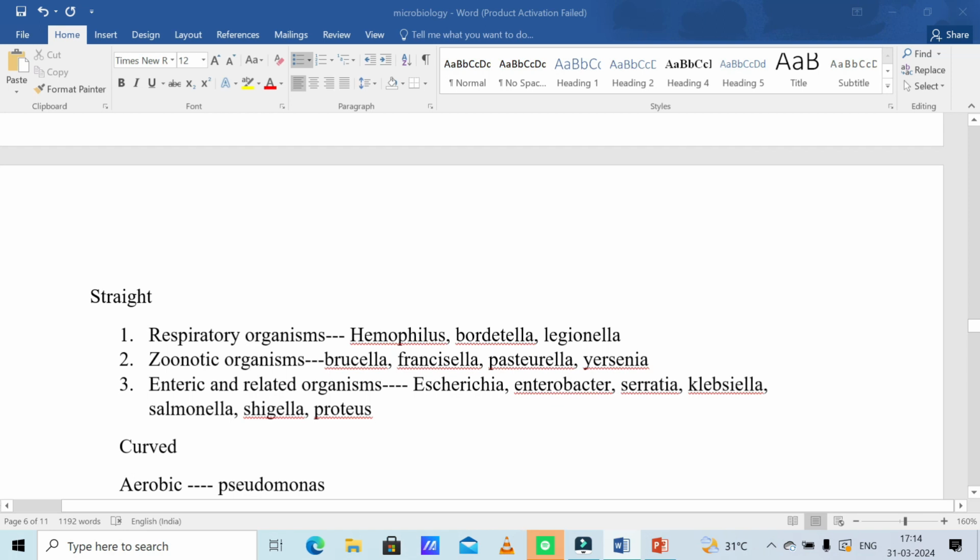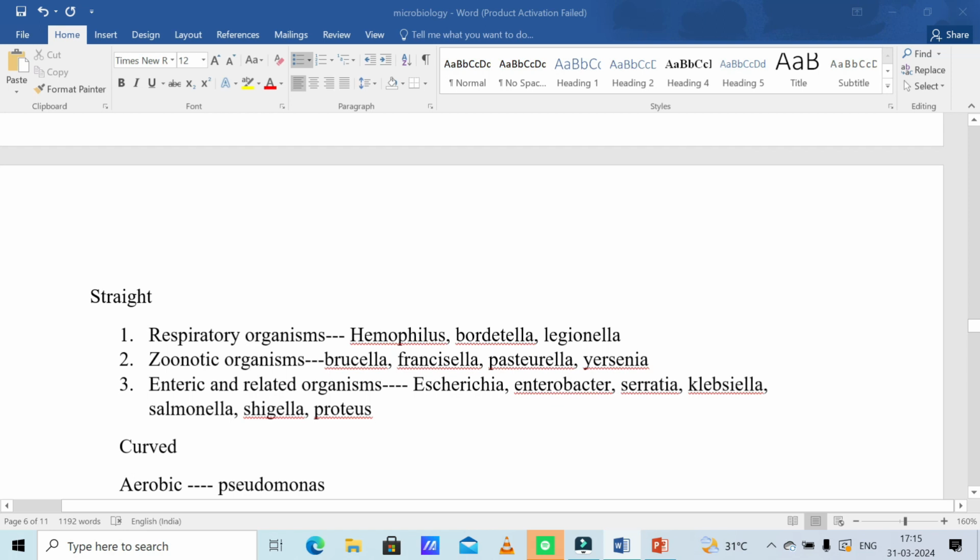The organisms coming under the straight category are respiratory organisms, which include Haemophilus, which causes meningitis, Bordetella, which causes whooping cough, and Legionella, which causes pneumonia. And the zoonotic organisms are Brucella, which causes brucellosis, Francisella, which causes tularemia, Pasteurella, which causes cellulitis, and Yersinia, which causes plague.